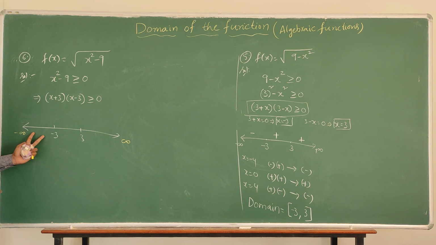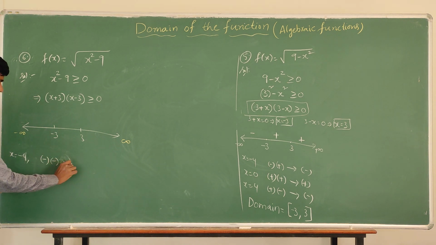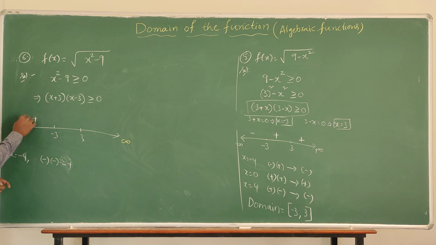So for an arbitrary value in the first interval, x equal to minus 4: minus 4 plus 3 is minus 1, which will be negative. Minus 4 minus 3 is minus 7, which will be negative. So minus into minus will be plus. So for all the values lying in this interval, the product will be positive.